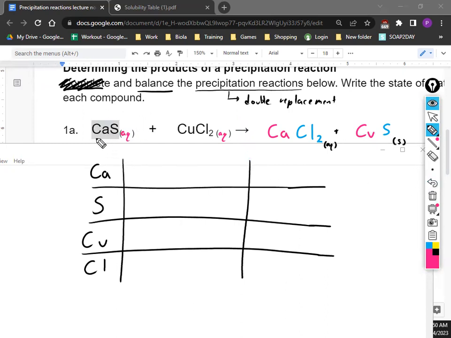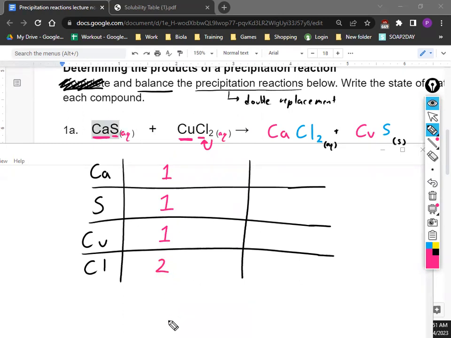If you take a look at Ca, how many Ca's do you see on the left side of the arrow? Just one, right? If there's no number behind it, it's one. How many S's are on the left side of the arrow? One, good. How many Cu's are on the left side of the arrow? One. And how many Cl's are on the left side of the arrow? Two. Yeah, the number behind applies only to the guy right in front, so it's going to be two.